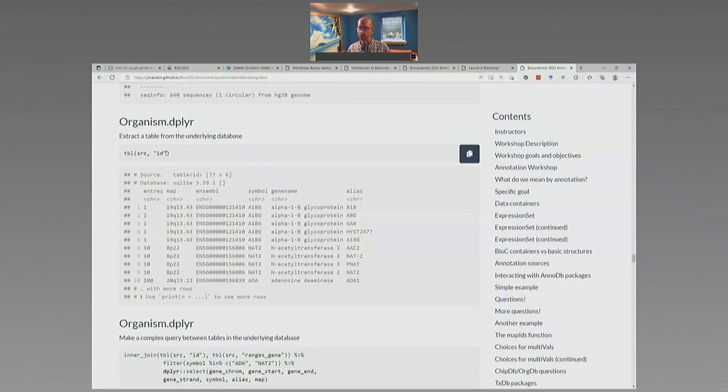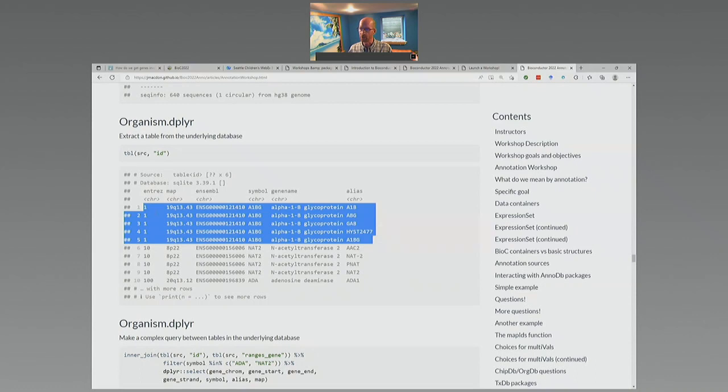The ID table, which is the main table, has the NCBI gene ID, the cytogenetic position, the Ensembl gene ID, the symbol, the gene name, and then the alias. And interestingly, you can see here, this is basically a fully normalized database table. The only thing different in these first five rows is the alias. Like I was saying before, the aliases are gene symbols that were given to this gene in the past that have since been deprecated.